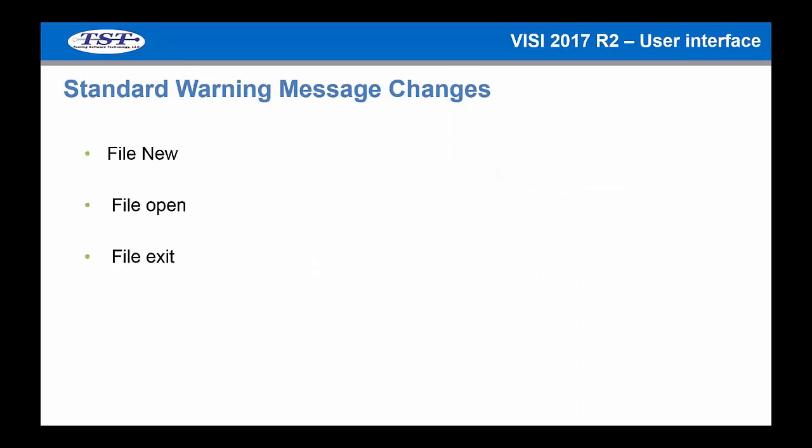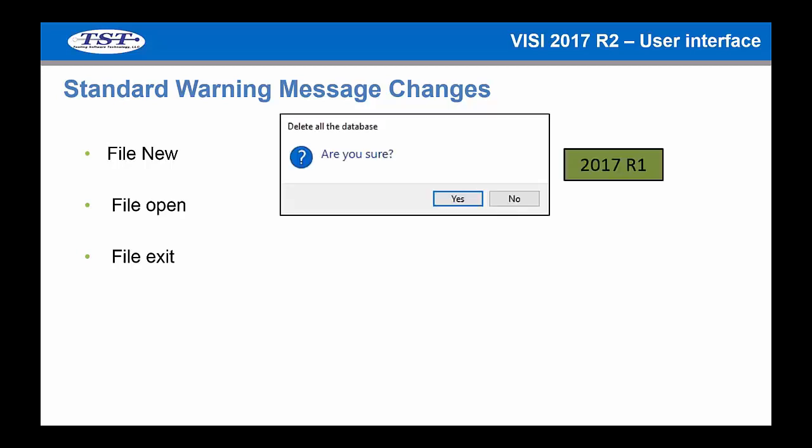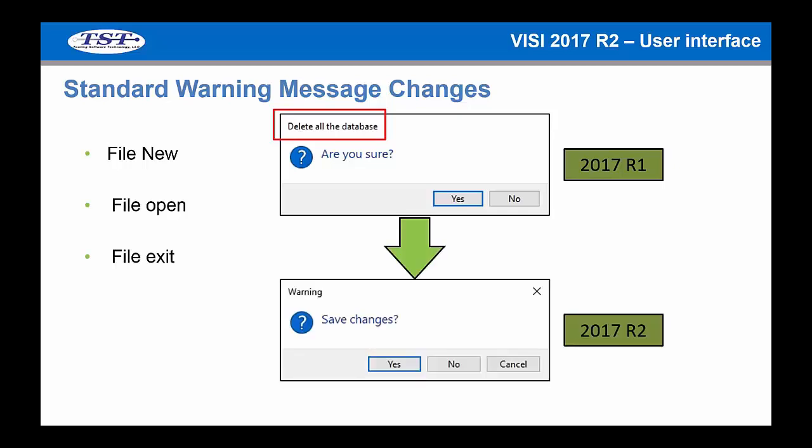A big one for you guys, pretty important here, is going to be your standard warning messages. When you do a file new, file open, or file exit, right now we're used to seeing this delete all database, where now instead of delete all database, it's going to show a warning: do you want to save these changes, yes or no? It's going to be a huge thing to remember when we're starting out. It's going to be different. Of course, we're going to remember it down the line, but starting off, it's something that we have to make sure we are doing the right thing.